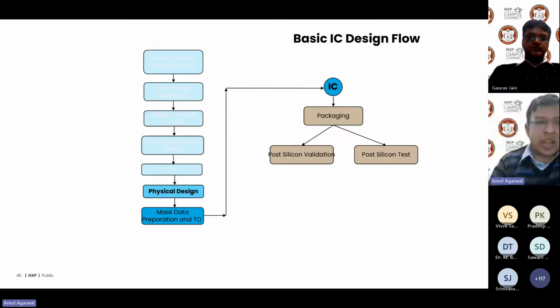So as Gaurav covered how we freeze the product requirements, how we generate the RTL, and verify that, the next step is, because RTL is still your code, right? Now you need to convert it into technology-specific gates. So this is how your physical design comes into the picture.